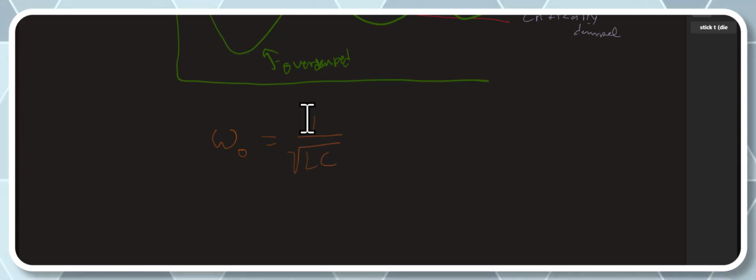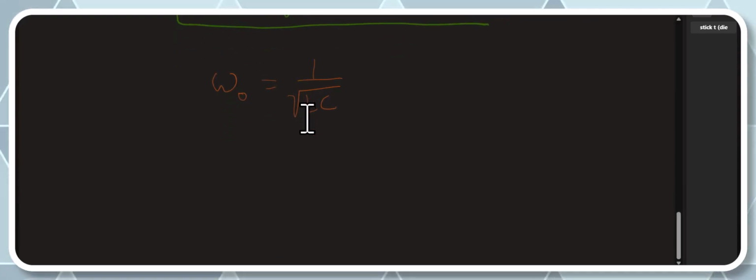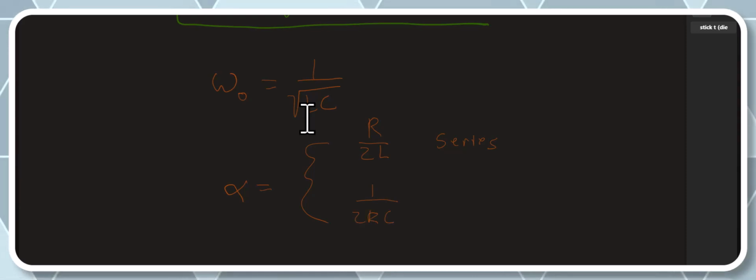Now, the damping coefficient is different for the two different types. So the damping coefficient, alpha, is R over 2L for series and 1 over 2RC for parallel. And I don't have any tricks for remembering it because I don't remember it. I have a formula sheet.